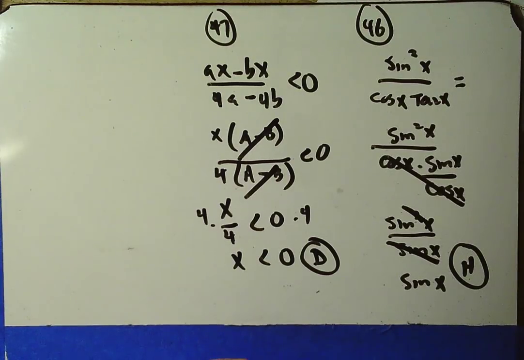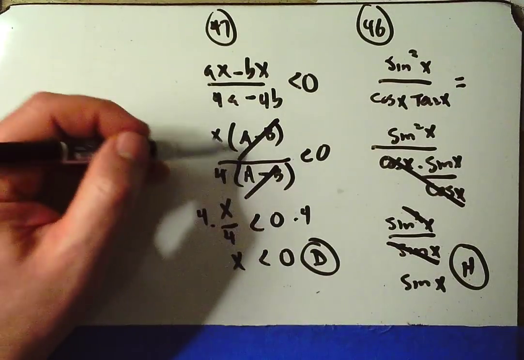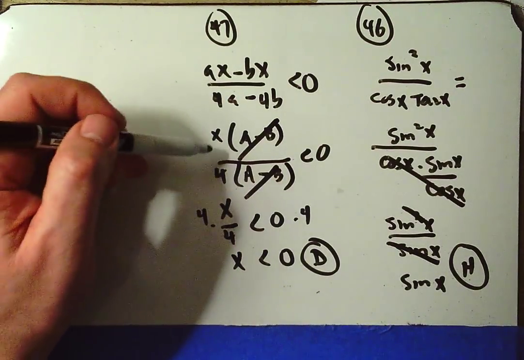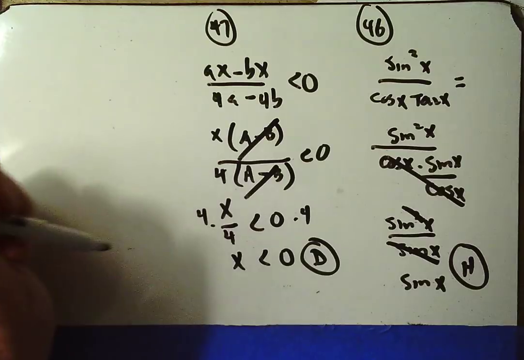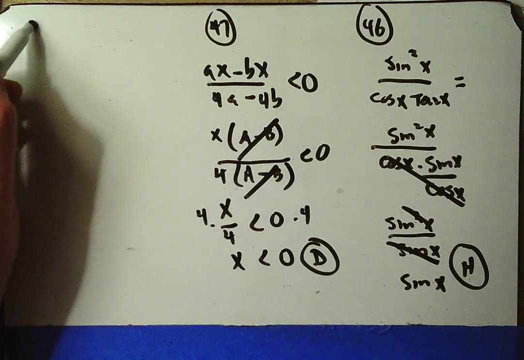This looked like a scary problem all full of letters, but really it turned out just to be a factoring and canceling problem, and then I had to solve the inequality by multiplying both sides by 4.